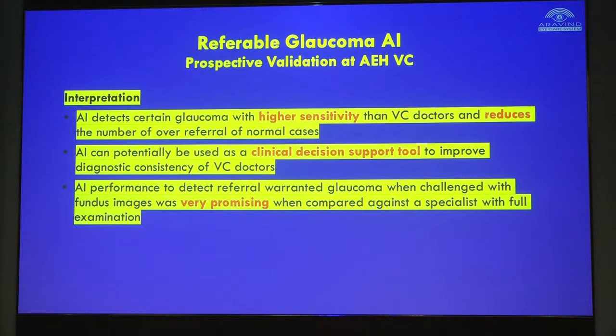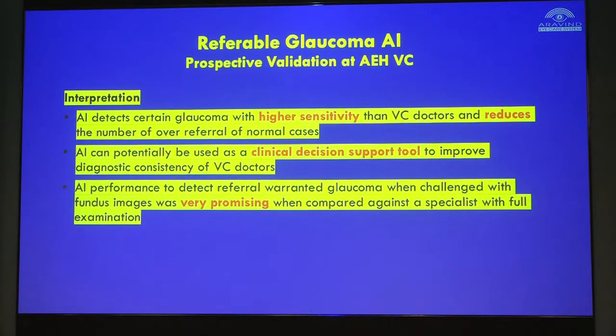And the AI performance to detect the referral warranted glaucoma when challenged with the fundus images was very promising when compared against a specialist with a full examination. So this is the interim result which we just got, but we are still working on all the other 299 patients to come to the base hospital. But again, it's a challenge to get them to the base hospital. Many of the normals are not ready to travel, so we are still working on that.